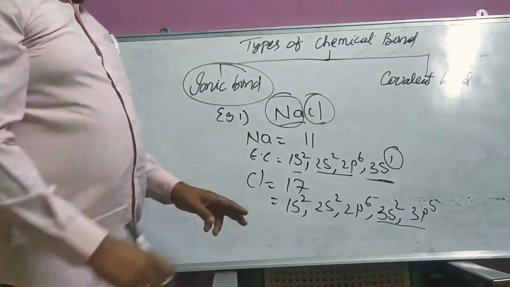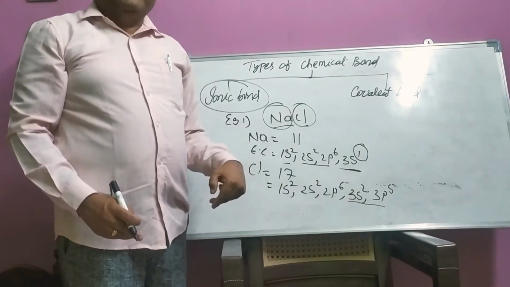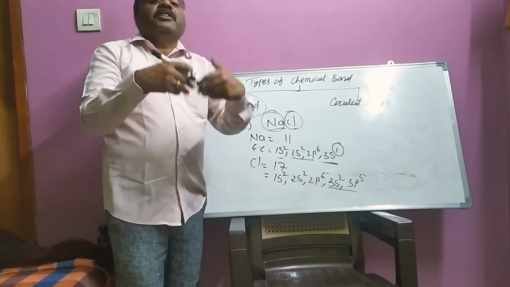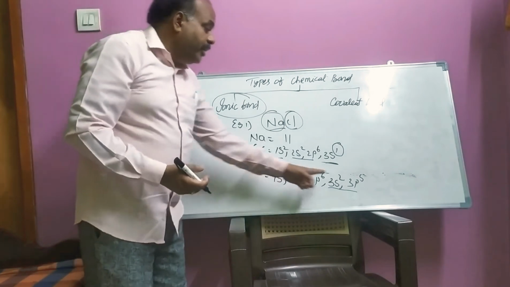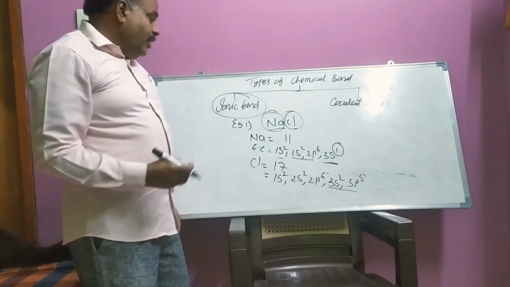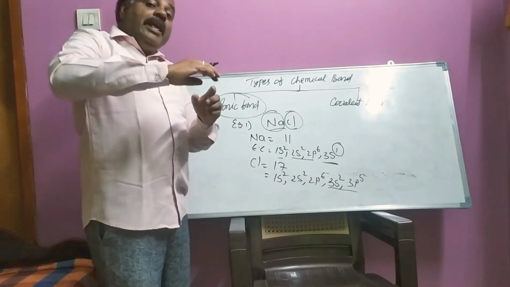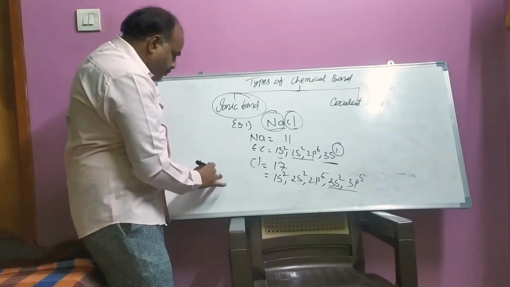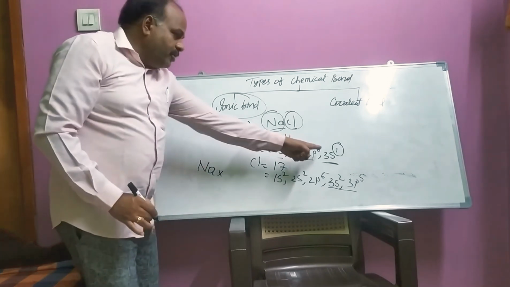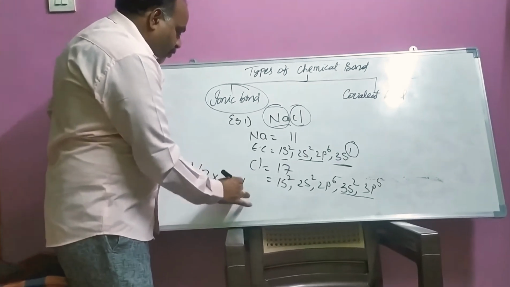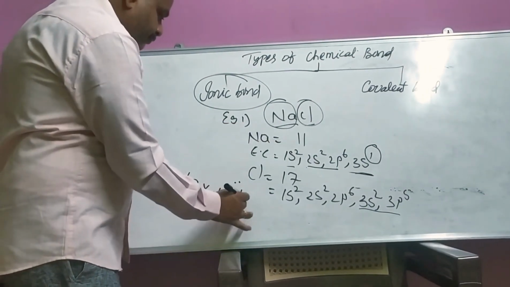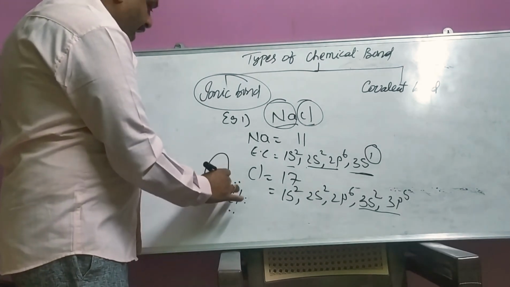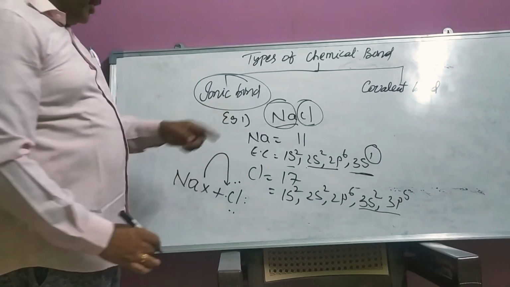At the same time, chlorine requires that electron. Immediately chlorine takes that electron, 7 plus 1, it becomes 8 electrons. In that way, chlorine gets stability. That means from sodium to chlorine, 1 electron is transferred. How do we show it? See, sodium, how many electrons in the outermost orbit? 1 electron. In chlorine, 7. From sodium to chlorine, 1 electron is transferred. This transfer is shown like this.